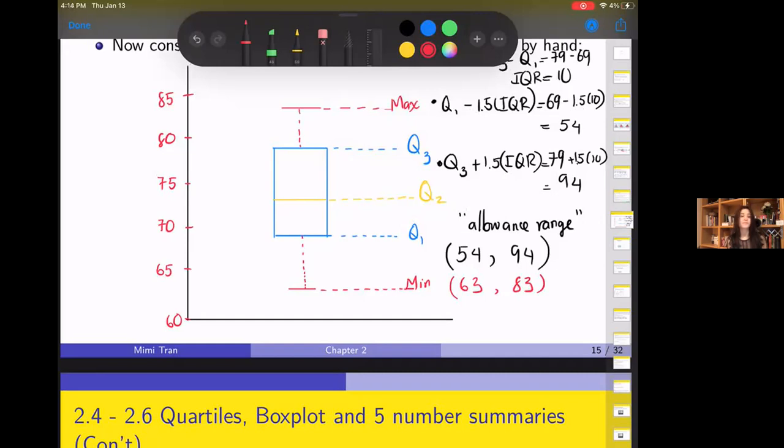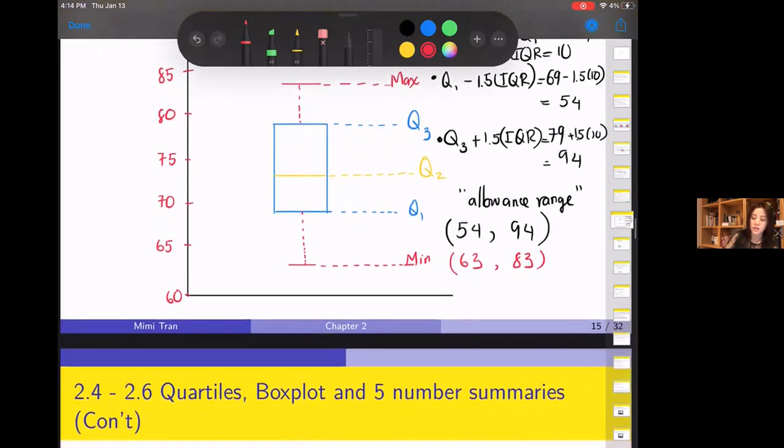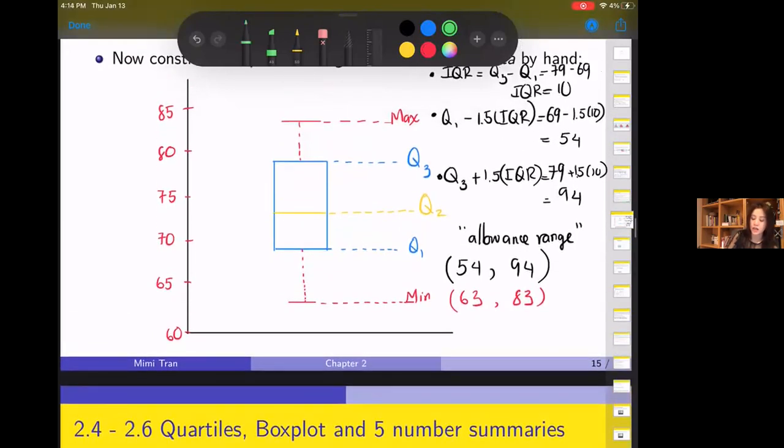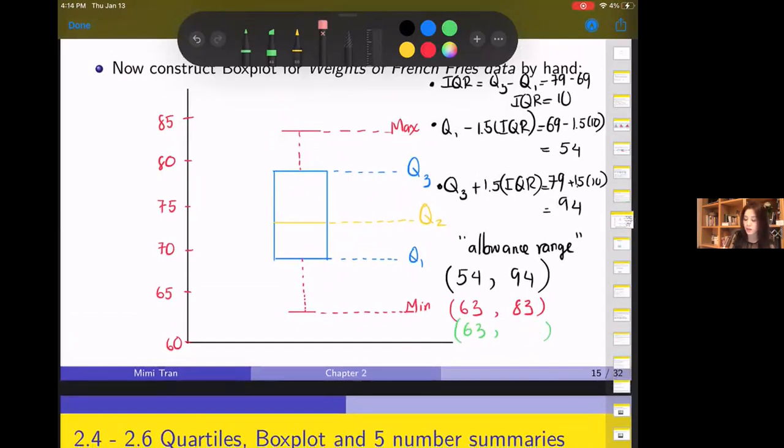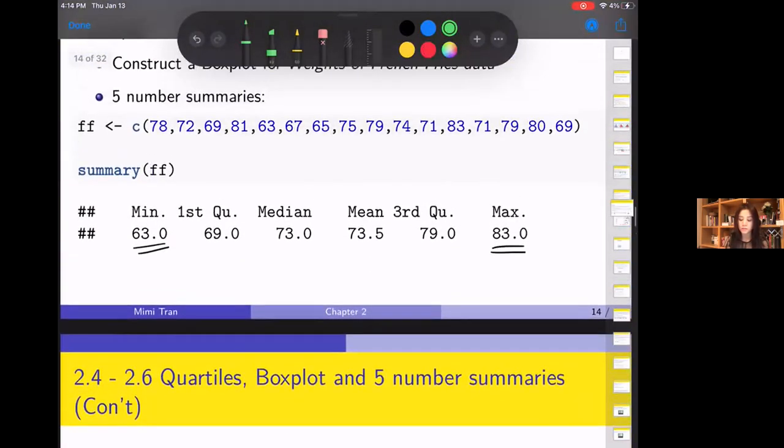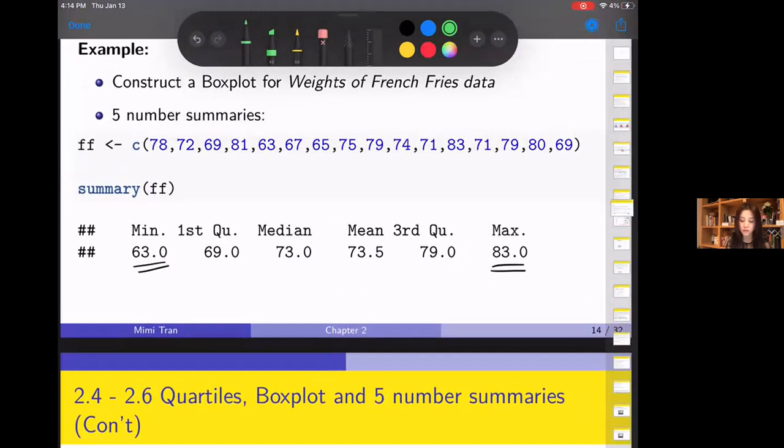Do you have any questions? What if our range was outside of the allowed range? Very good. Hypothetically, if it's outside, maybe I'll use green here. Say the data goes 63 to, I'm going to add another outlier, say 100. Instead of 83, I'm going to change it into 100. So no 83. What's the next below 83? It's 80, so 80 and then 100.